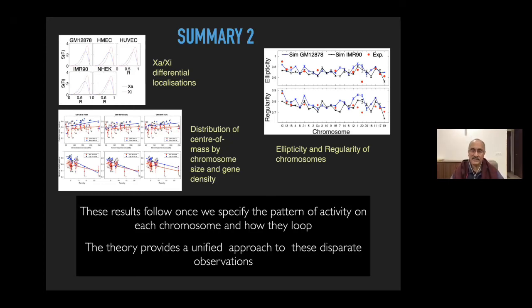All of these results follow once you specify the pattern of activity on each chromosome and how chromosomes actually loop. Given that, what is remarkable is that you're able to provide predictions that resemble those seen in the experiments across a whole bunch of different experiments.